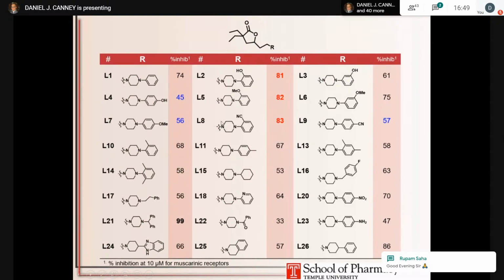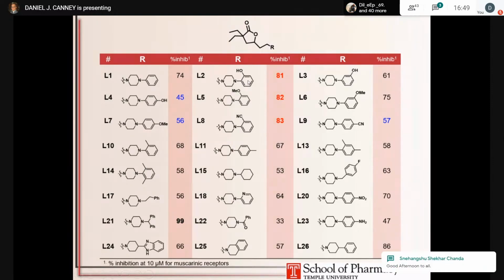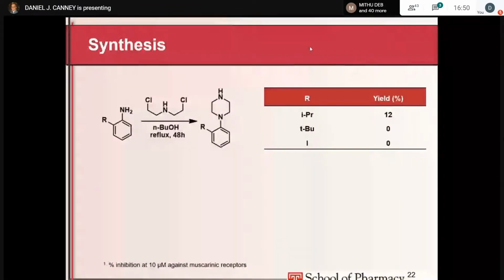So we went ahead and did that, and I won't go through all of this data, but the take-home message here is basically what we learned: based on the preliminary data, it seemed that ortho-substituted aromatic rings were favored here, right? Again, we were looking at percent inhibition. These higher numbers suggested to us that the ortho position was favored, so we thought that it might be a good idea to go and make some ortho-substituted arylpiperazines and test them and see how that worked out.